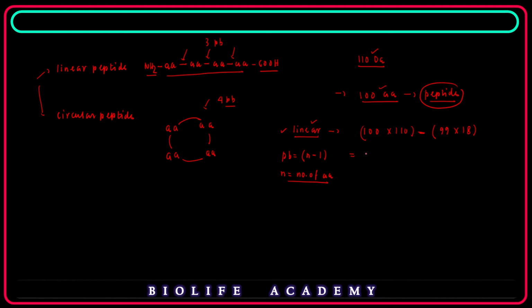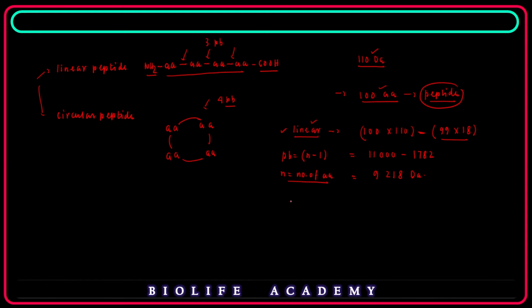You can calculate it: 99 into 18 will be 1782. So 11,000 minus 1782 will be 9218 Dalton. This will be the molecular weight of a linear peptide which consists of 100 amino acids.